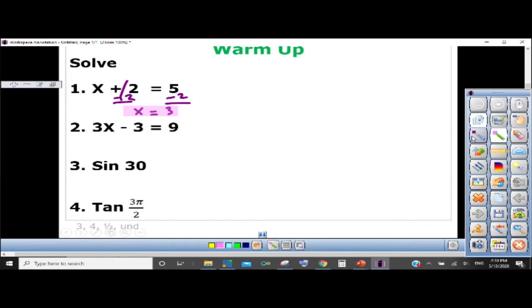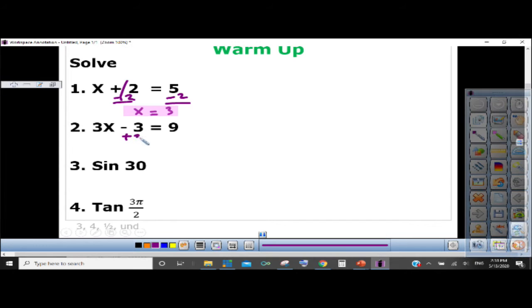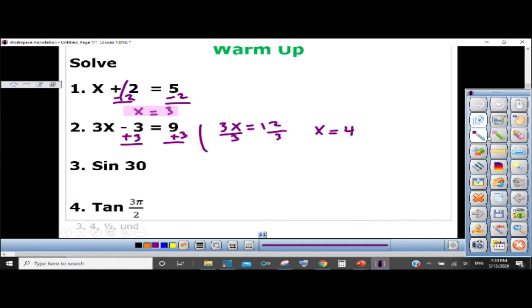Okay. Second one, I'm going to do a similar approach. Plus 3. Plus 3. That's going to give me, I'm going to give myself more room here. So that's going to give you 3x equals, I've got the 12. And if I divide this by 3, x will be equal to 4.